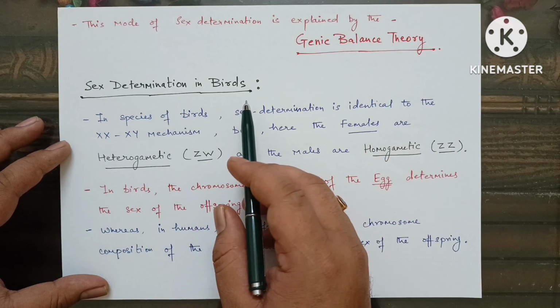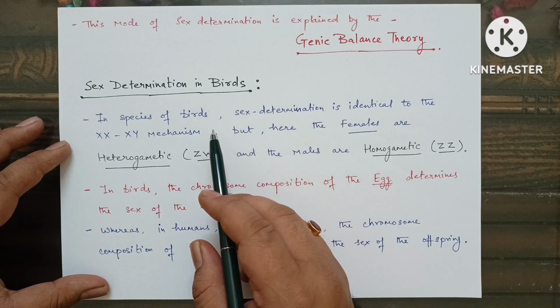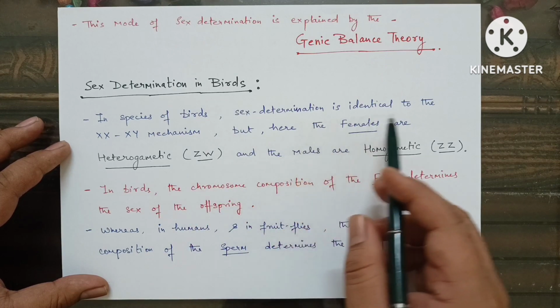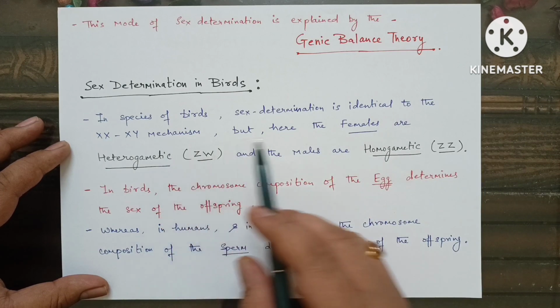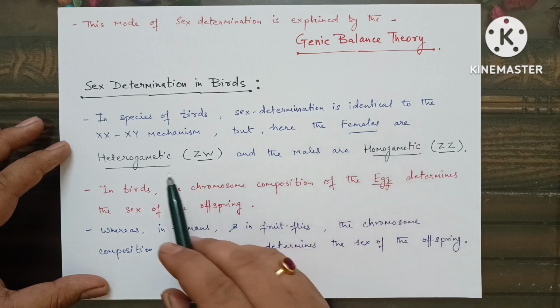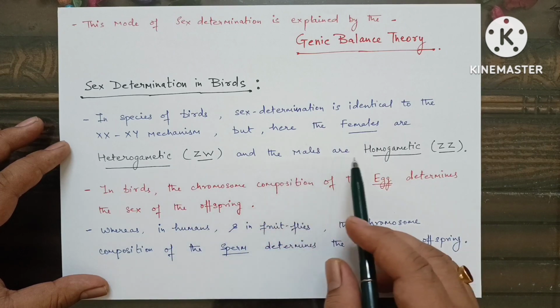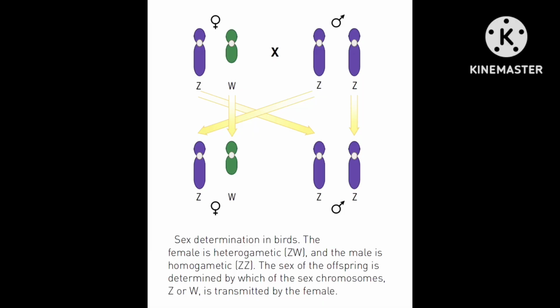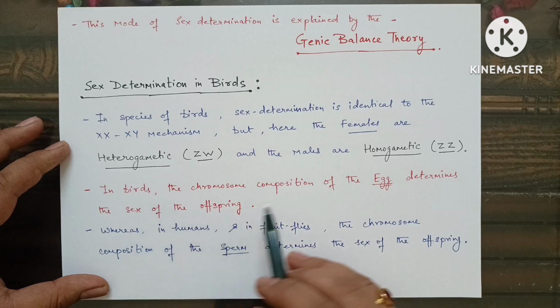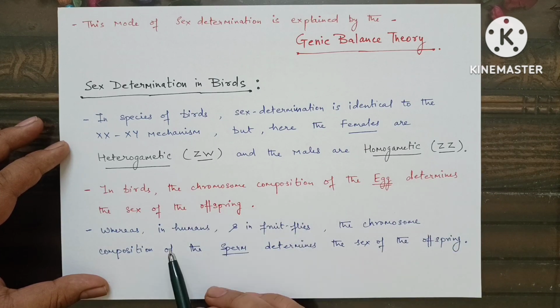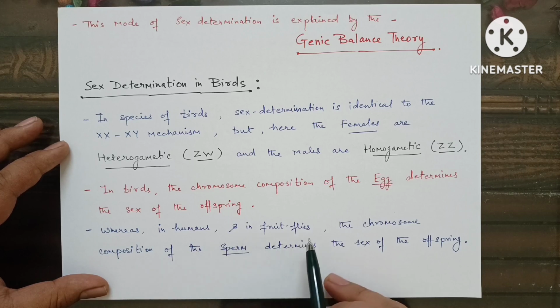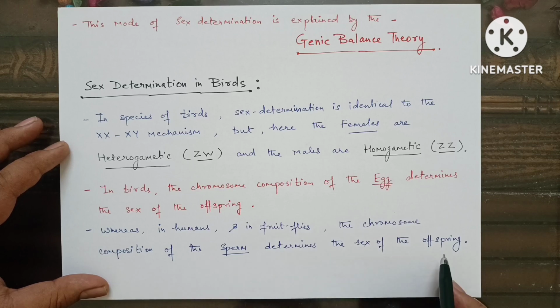Sex determination in birds. In species of birds, sex determination is identical to the XX-XY mechanism, but here the females are heterogametic and the males are homogametic. In birds, the chromosome composition of the egg determines the sex of the offspring, whereas in humans and in fruit flies, the chromosome composition of the sperm determines the sex of the offspring.